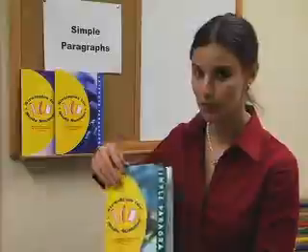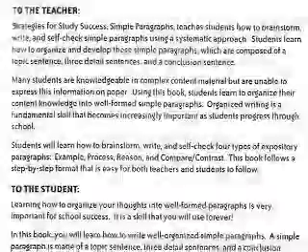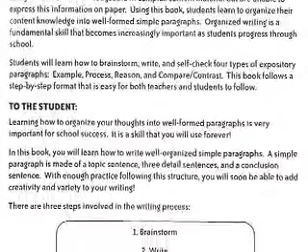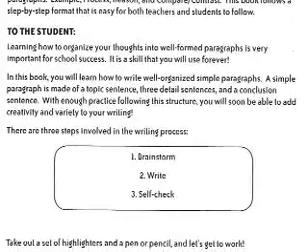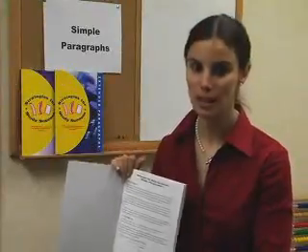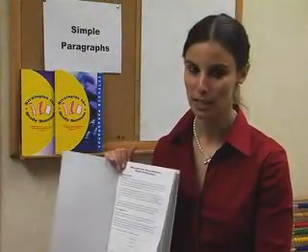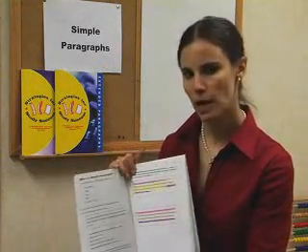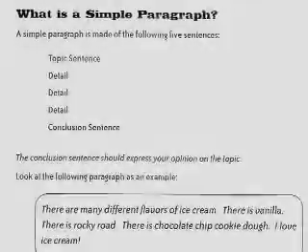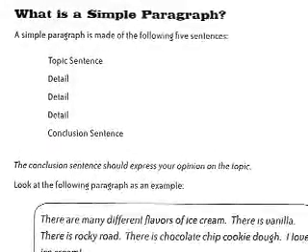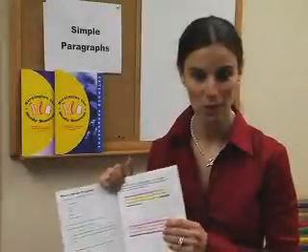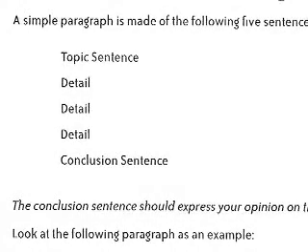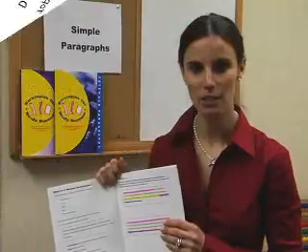Immediately on page 1, those 3 steps that I just mentioned, brainstorm, write, and self-check, are initially written at the bottom. It's important that students ingrain these 3 concepts in their minds, since it's something that we continue to reinforce. Next, we ask the question, what is a simple paragraph? Well, a simple paragraph is made of 5 sentences. We have our topic sentence, 3 detail sentences, and our conclusion sentence.